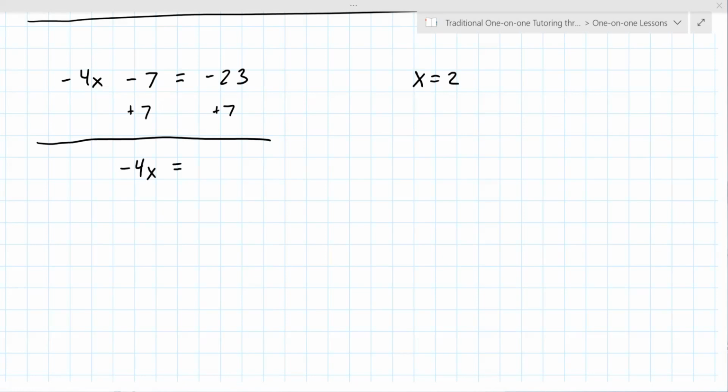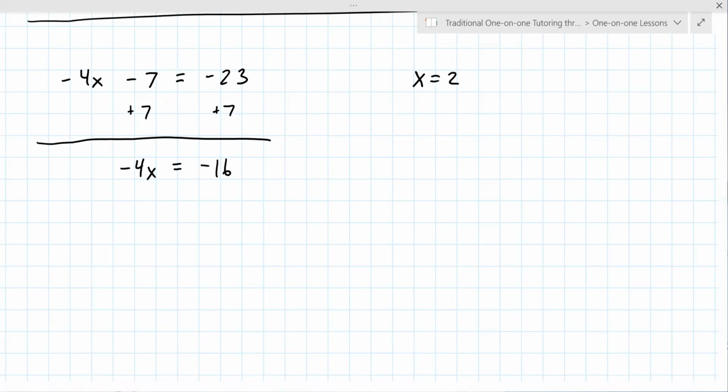Yeah, but that would be true if it was positive 23. It's negative 23 plus 7. Oh, 16. Negative 16. Okay.